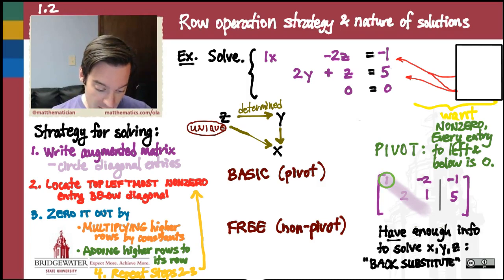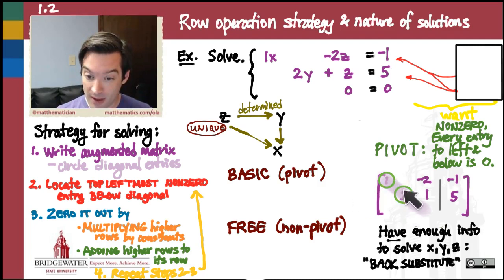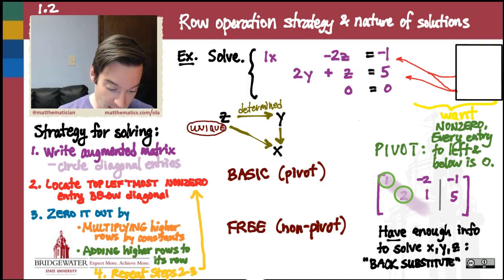Because when I go looking in my augmented matrix, I'm only going to find now 2 pivot positions. I'm going to find the first column has a pivot. This 1 right here has only zeros to its left and underneath. And this 2 in the second row only has zeros to its left and underneath, but those are the only pivots in my system now. And so let's take a look at what happens to the nature of the solution in this example.